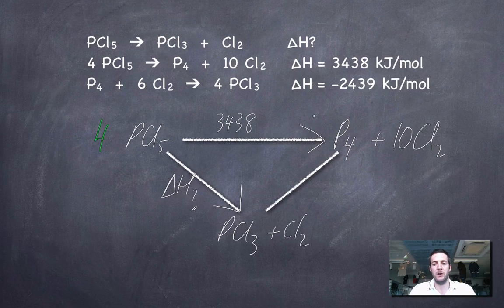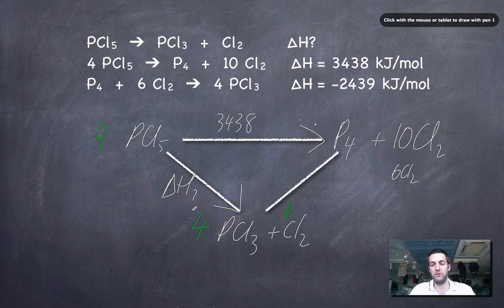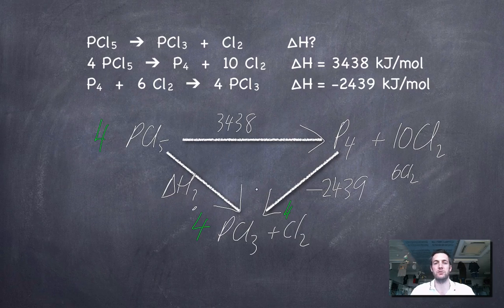Okay? What about P4 and Cl2 reacting? Oh good, they turn into PCl3. And notice that if I only had 6 Cl2s here, I'd have 4 left over. So P4 and 6 Cl2 will turn into 4 PCl3 and 4 Cl2s, right? Because I've got these 4 Cl2s left over. And if I do that process in which direction? Well, from the P4s to the PCl3, so arrowhead pointing that way, then the energy change, or the enthalpy change, is minus 2439 kilojoules per mole.